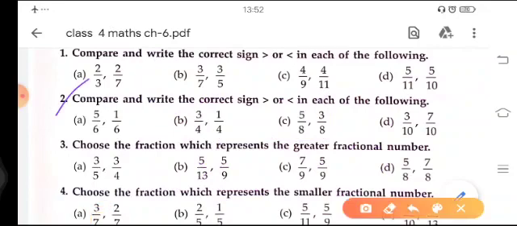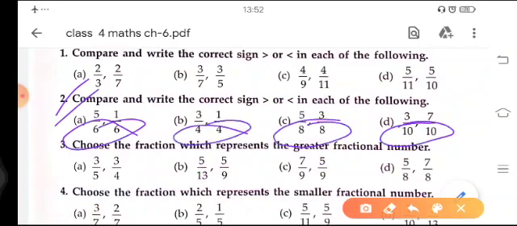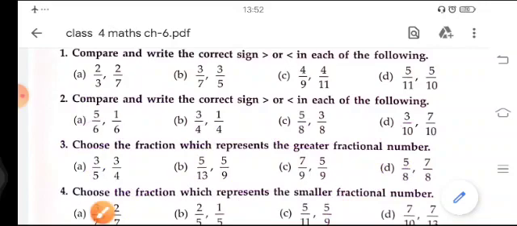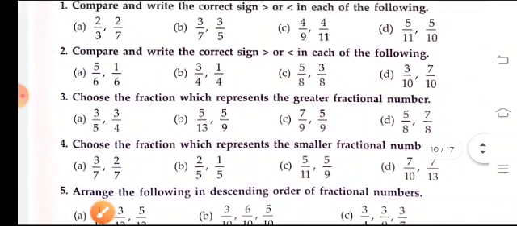In question number 2, again we will compare and write the correct sign, but in this question our denominators are the same. If denominators are the same, then we will compare the numerators, and the greater number will represent the greater fraction. So we write 5 upon 6 will be greater than 1 upon 6. In the D part, 7 upon 10 will be greater than 3 upon 10. Similarly, you will solve the other parts of this exercise.